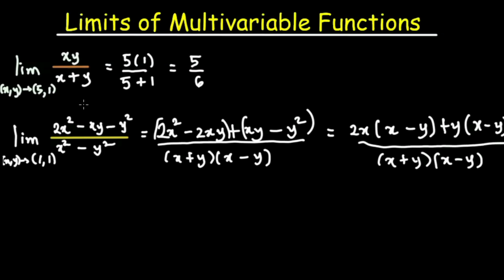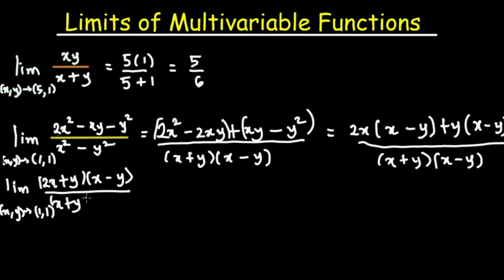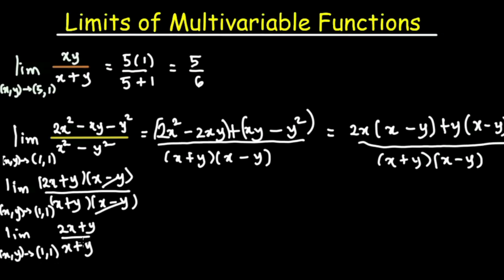So I'm going to have this to be equal to the limit as x comma y tends to 1 comma 1. After simplifying this, I have 2x plus y, x minus y, all over x plus y, x minus y. So now I can say this cancels out this, and I am left with the limit as x comma y tends to 1 comma 1 of 2x plus y over x plus y. Now I can easily substitute and have this as 2 into 1 plus 1 all over 1 plus 1. And I have 2 times 1, 2, 2 plus 1, 3, and 1 plus 1, 2. And this is the answer to the question.